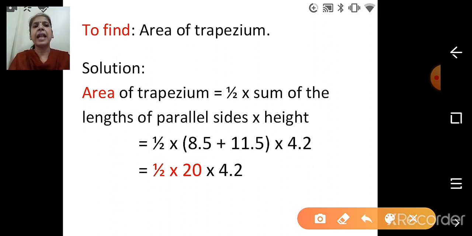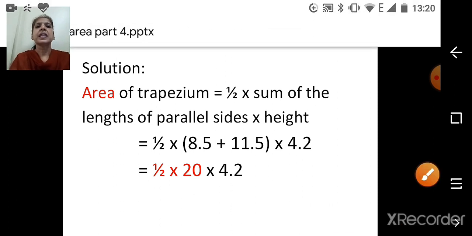So we will add 8.5 plus 11.5. So add, children, 8.5 plus 11.5. The answer is 20. So the next step will be half into 20 into 4.2. So now half of 20. Half of 20 is 10.